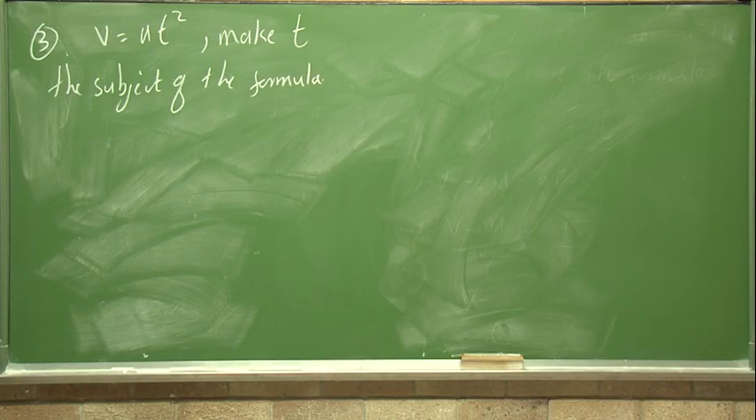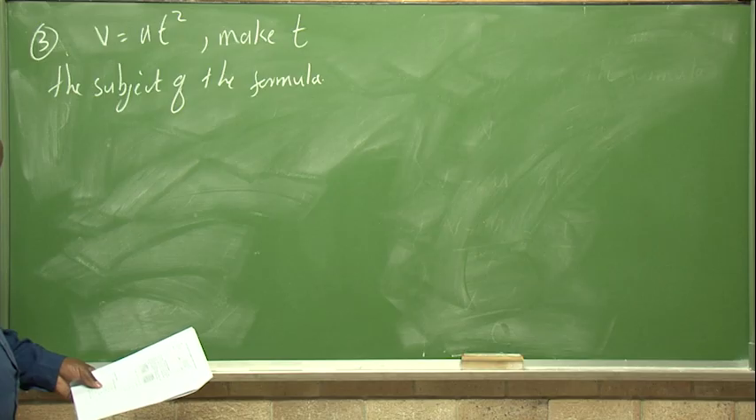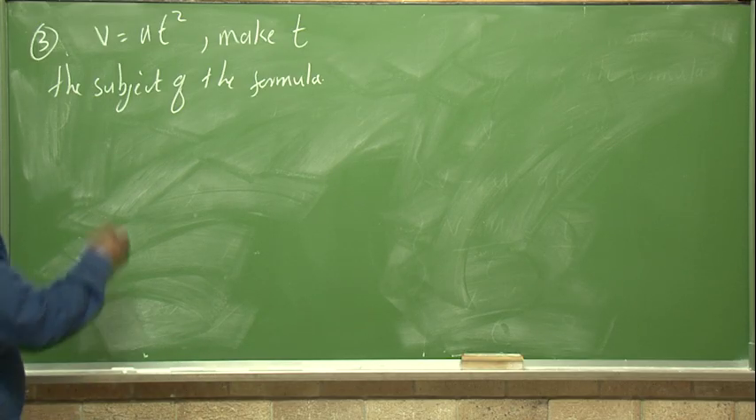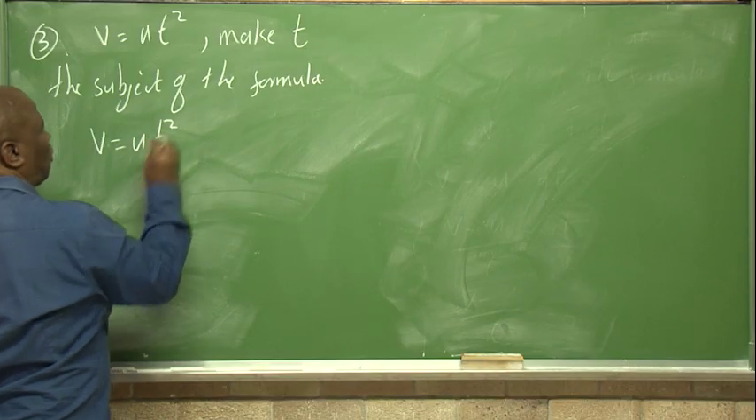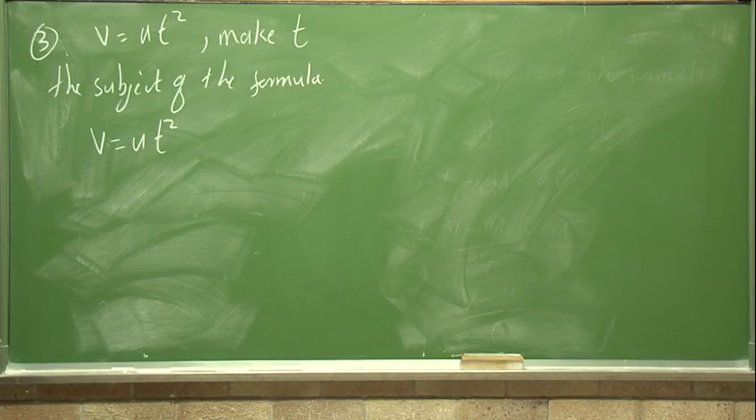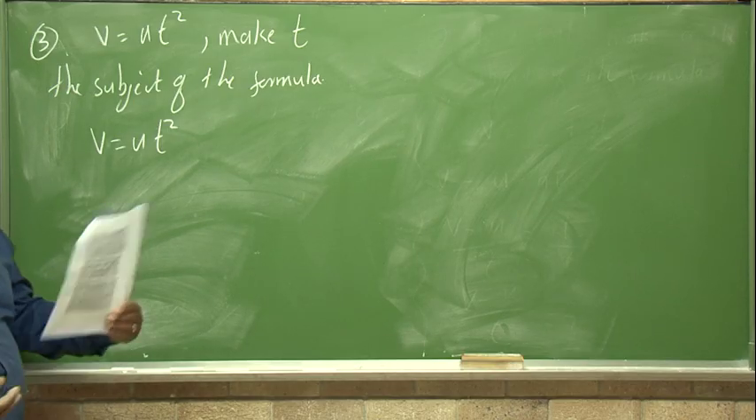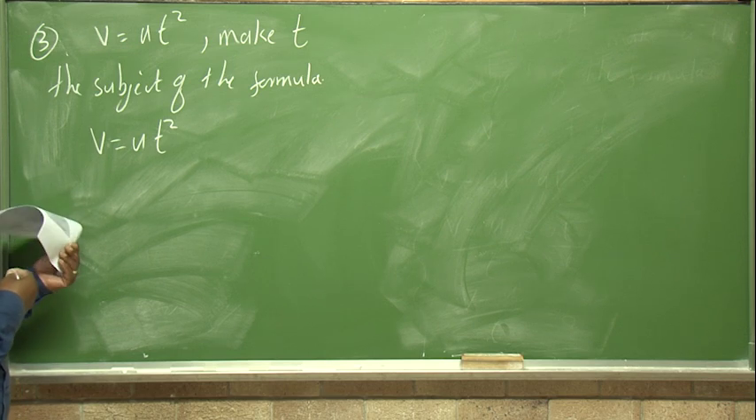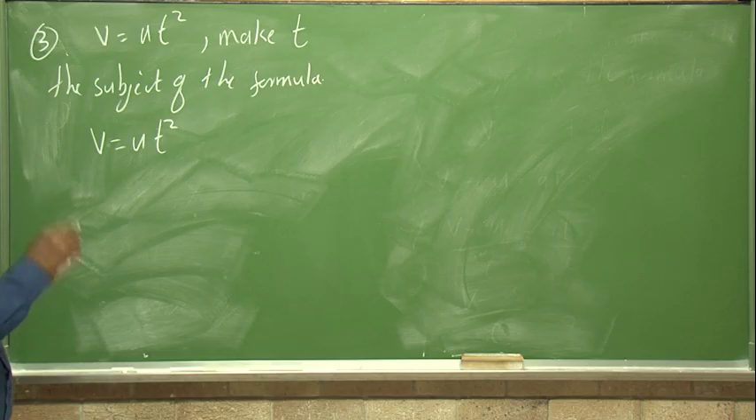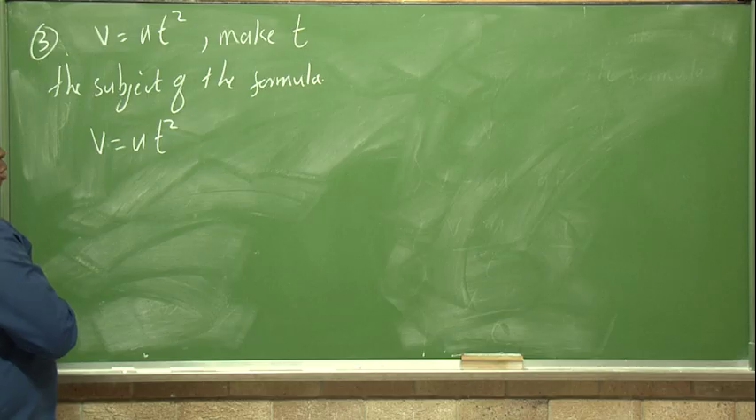Remember, like in the previous cases that we have solved, I always say rewrite the formula. V is equals to A T squared. We want to make T the subject. T is on the right-hand side. What does that mean? All these other terms must be transposed to the left. On the right-hand side, we'll only be left with T. How can we do that?